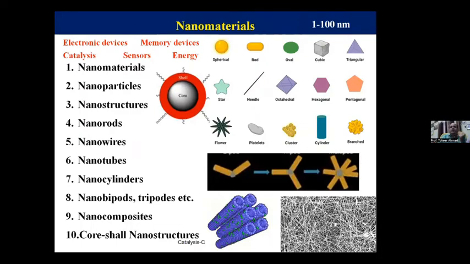and because of the different dimensions, nanomaterials or nanostructures could be classified into different classes like nanoparticles, nanorods, nanowires, tubes, nanocylinders, bipods, tripods, tetrapods, composites, and portion nanostructures, depending on their structures. Like this is the bipod, tripod, tetrapod structure. These are the nanowires. These are the nanotubes, and this is the portion nanostructure.